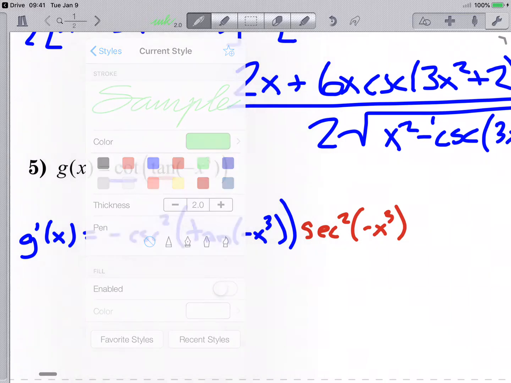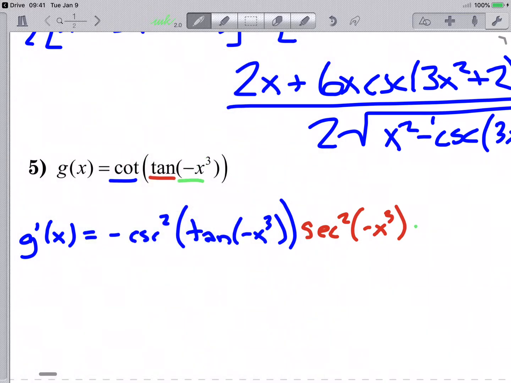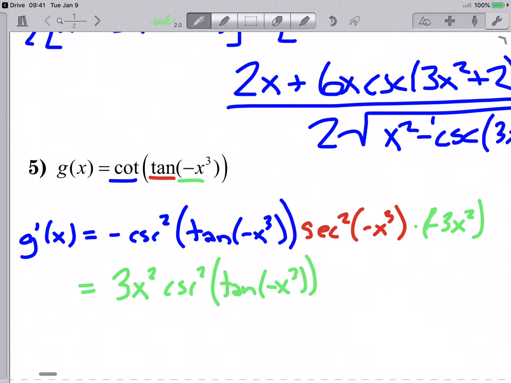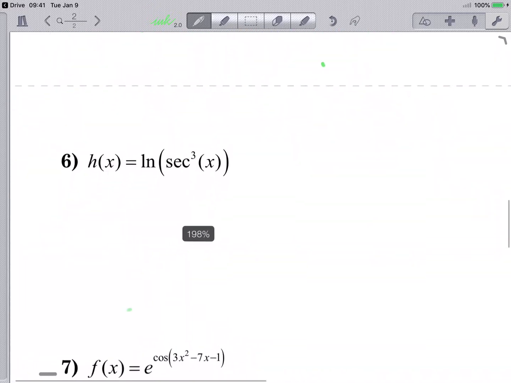Now I move to the inside. Derivative of negative x cubed is simply negative 3x squared. So simple rewrite, I would probably do the negative times the negative gives me positive, and I'd pull my 3x squared to the front, and the rest is just copying down what I've already got. And I'm done. Not that bad. Alright, on to the next one.